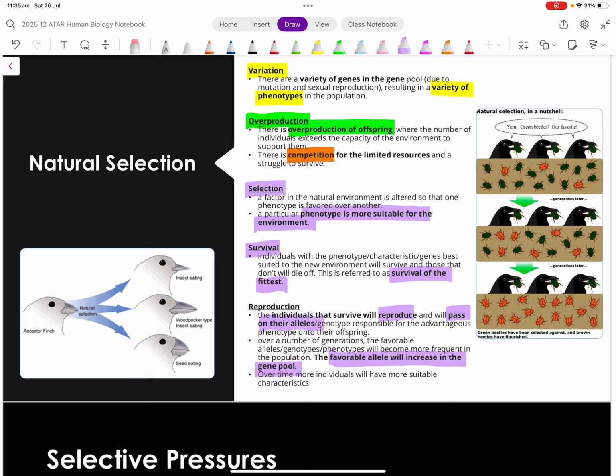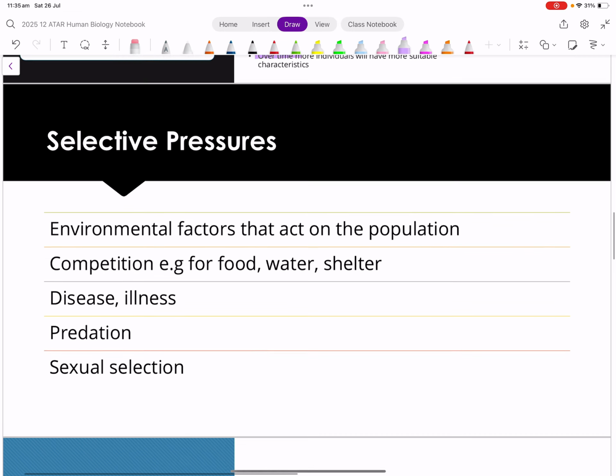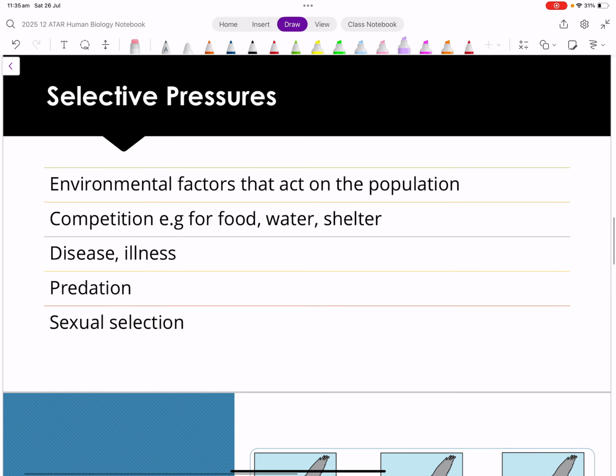If the favourable allele is found in offspring, then it will be able to continue throughout the gene pool and it will ultimately change the allele frequency. So we've spoken about some of the selective pressures. We said competition, we said disease, we said predation, but there are also other factors as well.